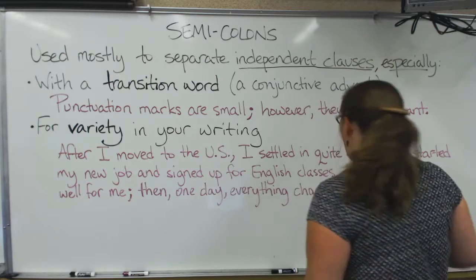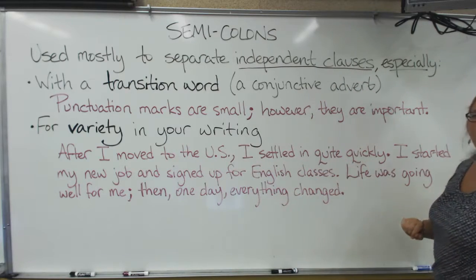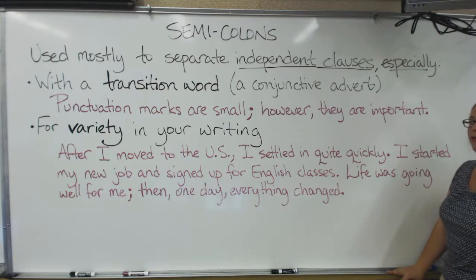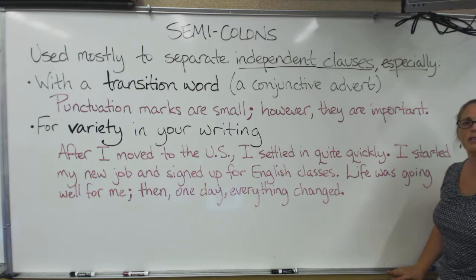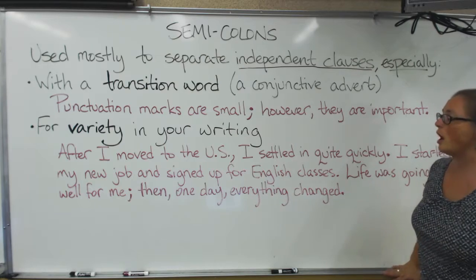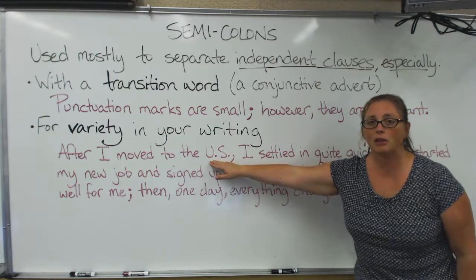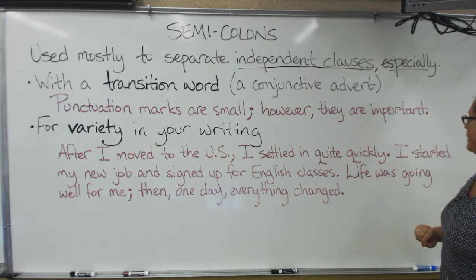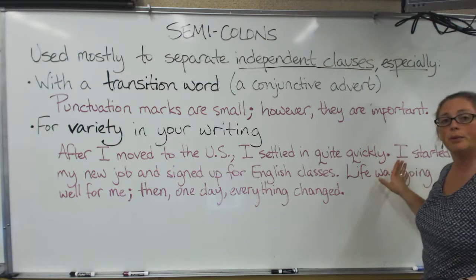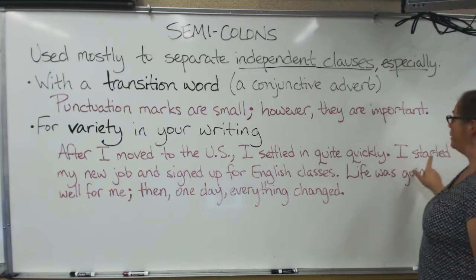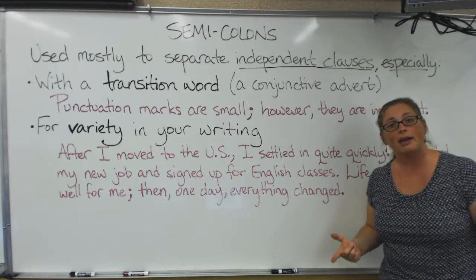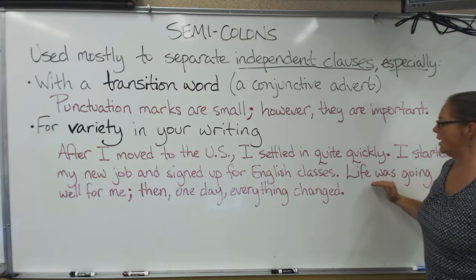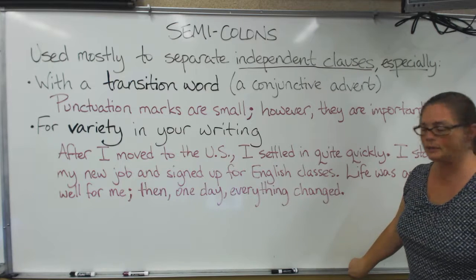Here's an example. After I moved to the US, I settled in quite quickly. I started my new job and signed up for English classes. Life was going well for me. Then, one day, everything changed. So first, I have a sentence with a dependent clause first and an independent clause second. This is a complex sentence. Then I have actually a simple sentence with just one subject and two verbs connected with a coordinating conjunction. Then I use a sentence with a semicolon, joining two independent clauses.